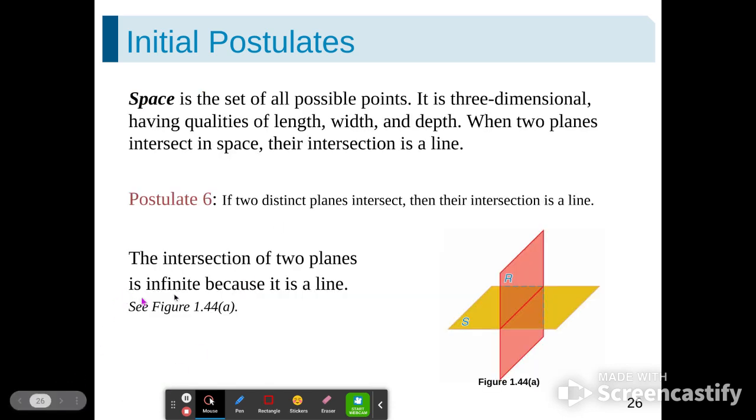Space is the set of all possible points in three dimensions, having qualities of length, width, and depth. When two planes intersect in space, they intersect to form a line. In this case I have plane R and plane S. When they intersect, they're going to form a line. So we have a postulate that comes off of that.